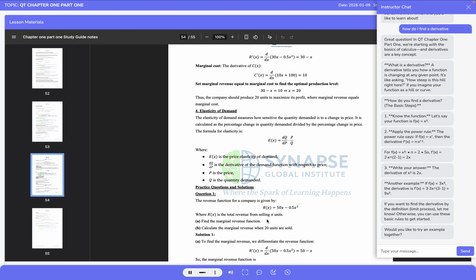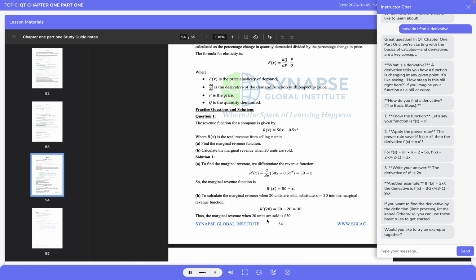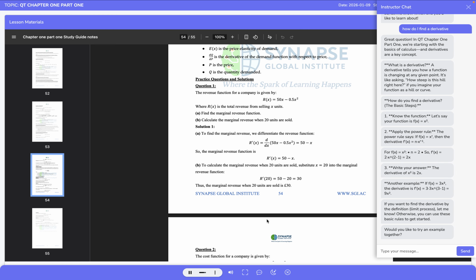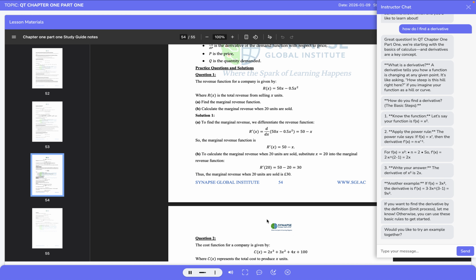In the first question, the revenue function is given by 50x minus 0.5x squared. To find the marginal revenue function, we differentiate this expression, giving 50 minus x. To calculate marginal revenue when 20 units are sold, we substitute x equals 20 into the marginal revenue function, giving 50 minus 20, which equals 30. This means that when 20 units have been sold, selling one additional unit increases total revenue by £30.